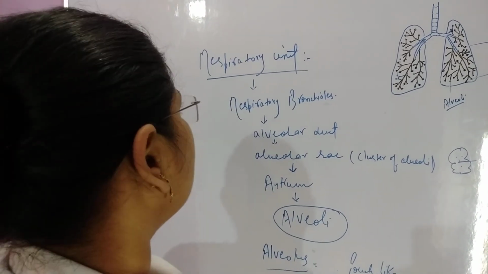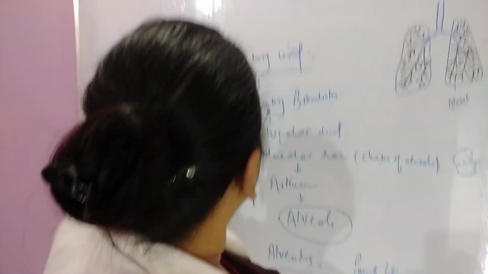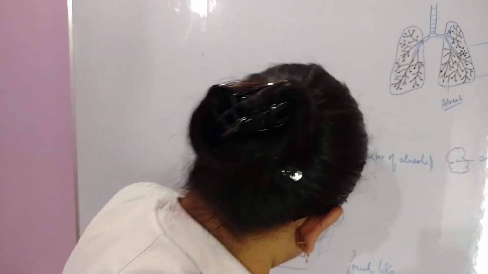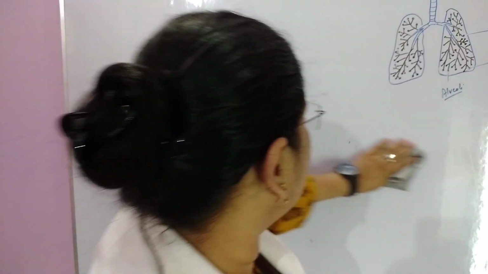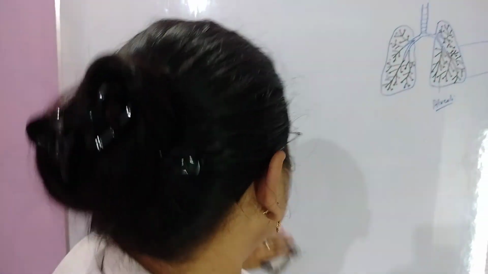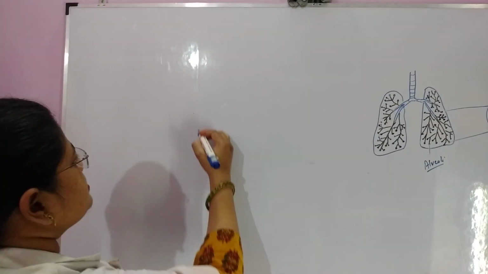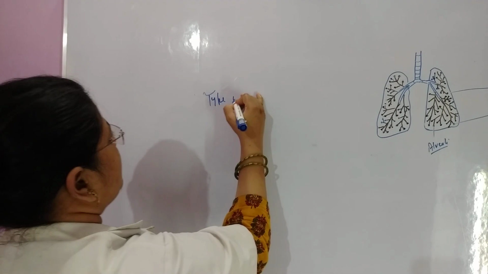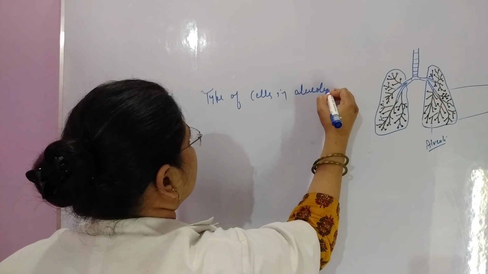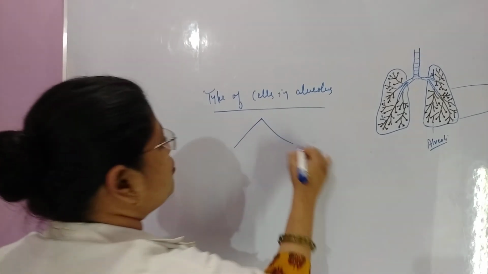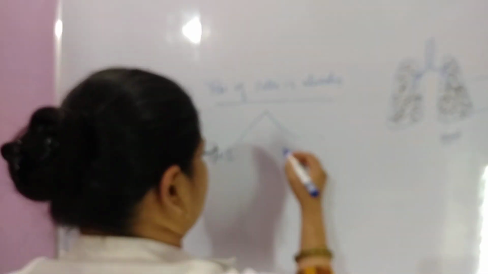Now next are the cells through which the alveolus is composed. The alveolus is composed of two types of cells. First is type 1, and second is type 2.